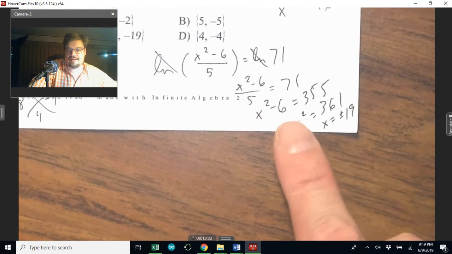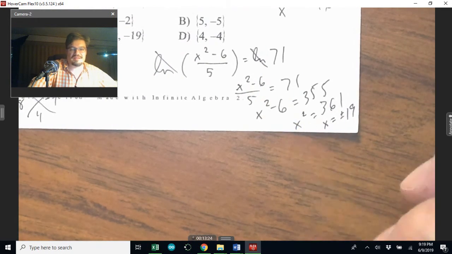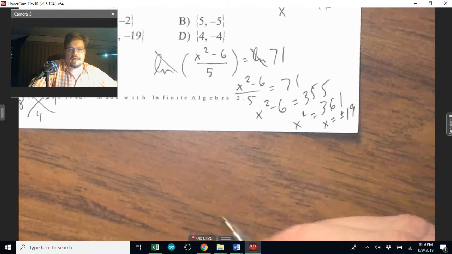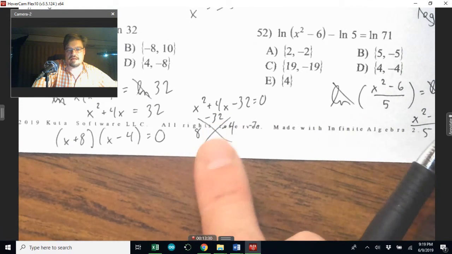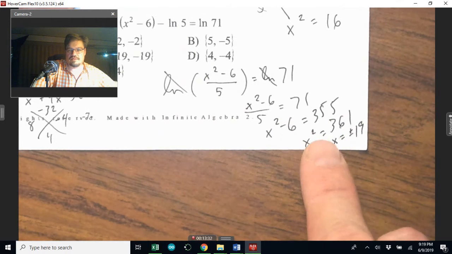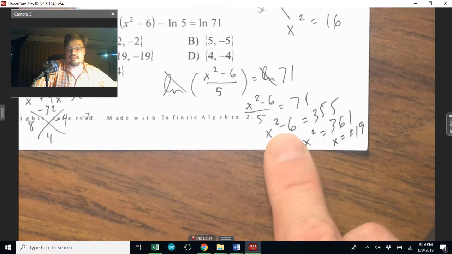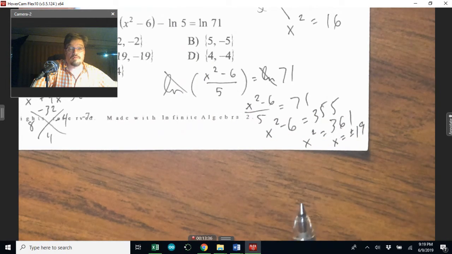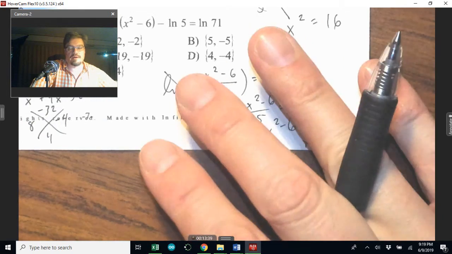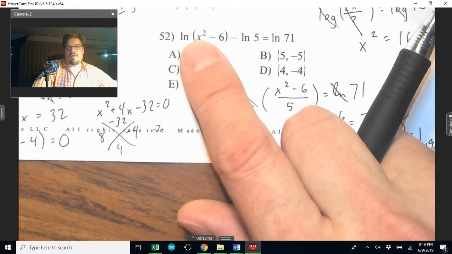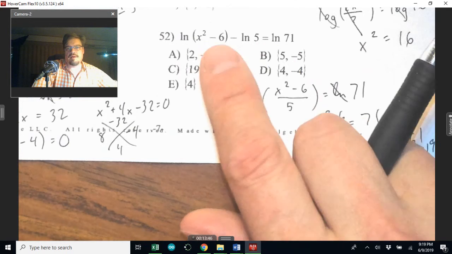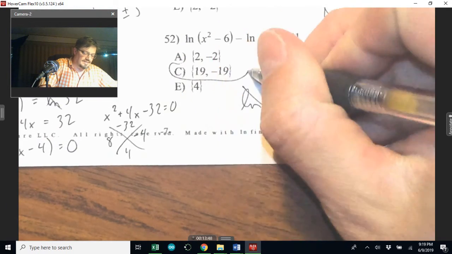It's a little faster when you don't have a middle term because there's no target for you to aim for with the x method. This guy had a middle term of 4x, so you needed a target. This guy doesn't have a target, so you can literally just not set it equal to 0, put it over and take a square root. It's called the square root method of solving quadratics. So if I put in a negative number here, no problem, and there's no other input for it, so it looks like C is the answer.